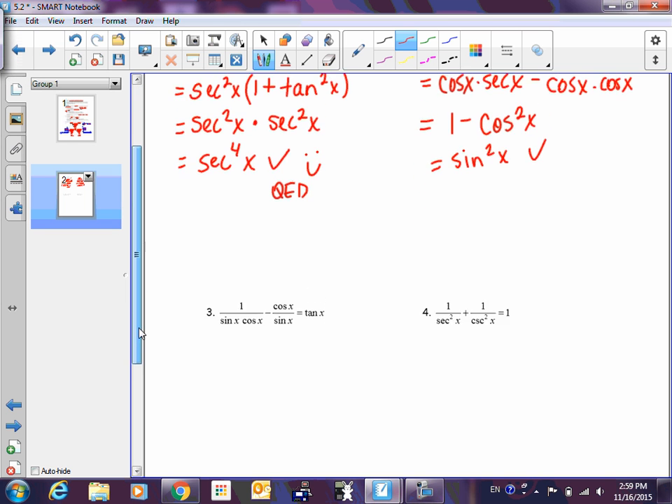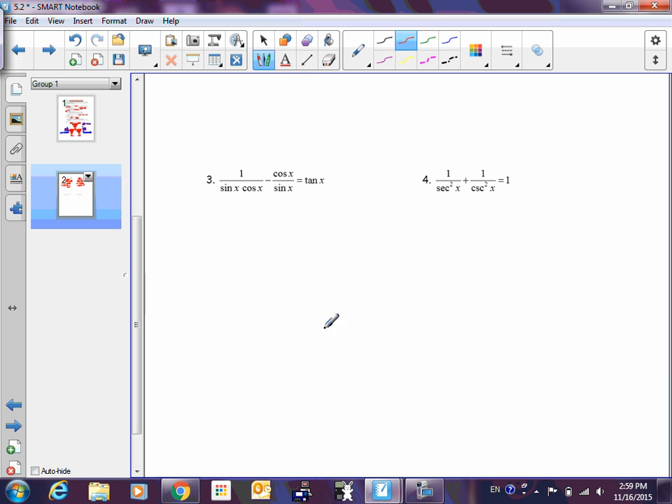So let's look at number 3. What's different about number 3? We now have a fraction. We now have a fraction. For sure, we are starting on the left side, and that's pretty common. It could be that the right side is more complicated, and you can start on the right side if you want. All right, so when we have fractions, and what we want it to equal is not a fraction, you need to be thinking, get a common denominator. So the first thing's denominator is sine x cosine x. The second thing's denominator is just sine x.